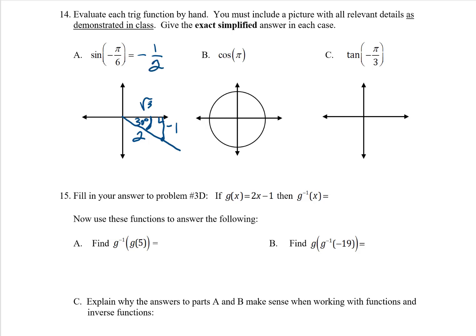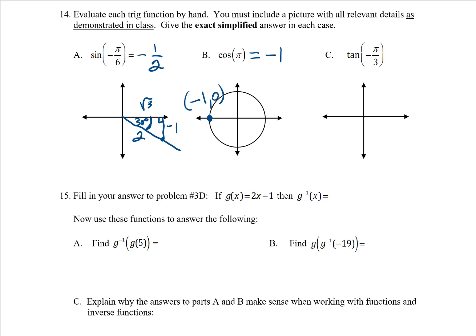The second example is a quadrantal angle, so we'll use the unit circle. Pi is right here. That's the point negative 1 comma 0. The cosine function gives you the x coordinate on the unit circle. So cosine pi would be negative 1.